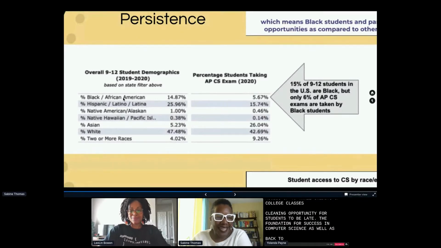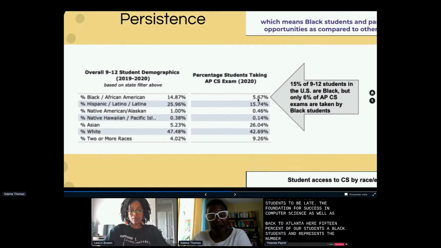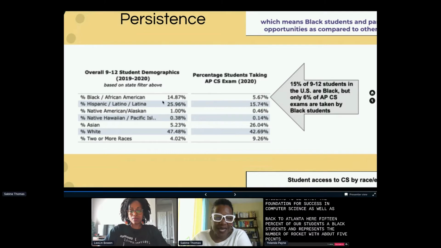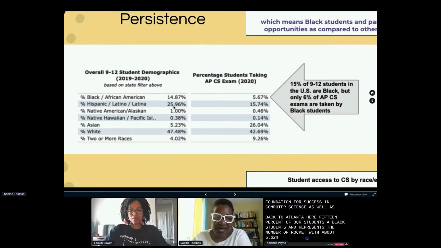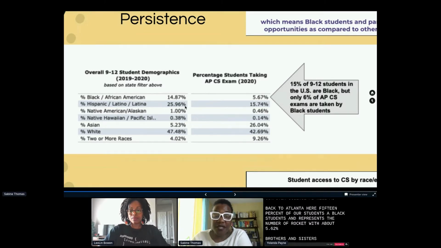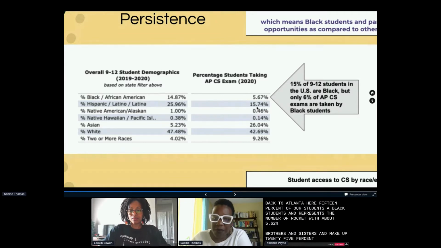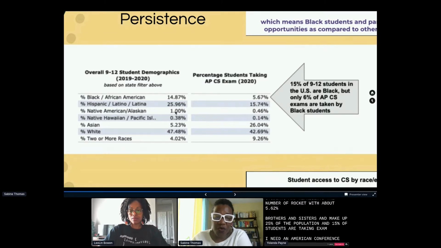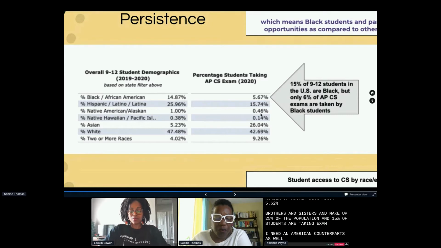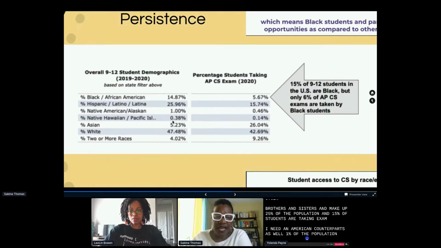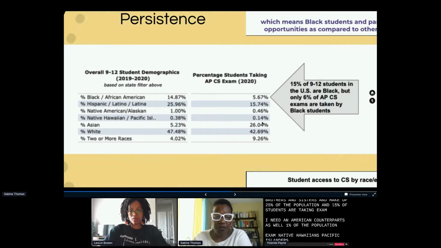So back to our data here, 15% of our students, our Black students, represent the student demographic with about 5.60% taking the AP exam. Our Latinx brothers and sisters make up 25% of the student population and 15% of students who are taking the exam. Similarly here, incredibly low representation. Our Native American counterparts as well, 1% of the student population with 0.46 taking the AP exam. Native Hawaiian Pacific Islanders, again, 0.38, 0.14.